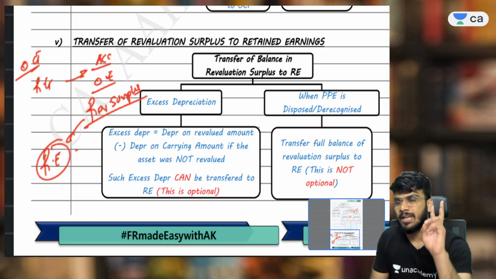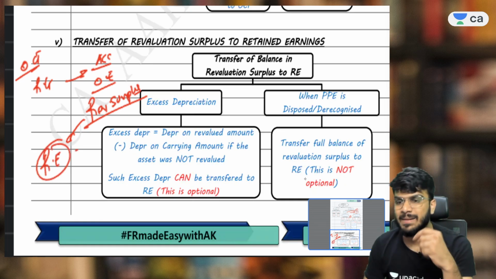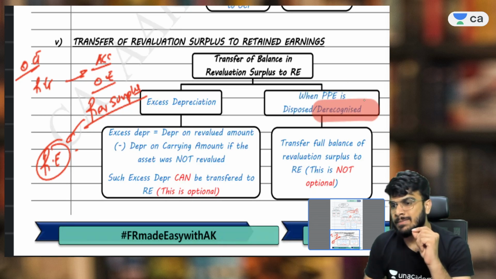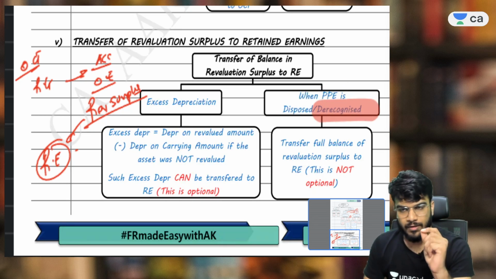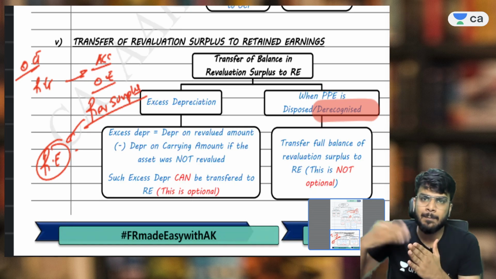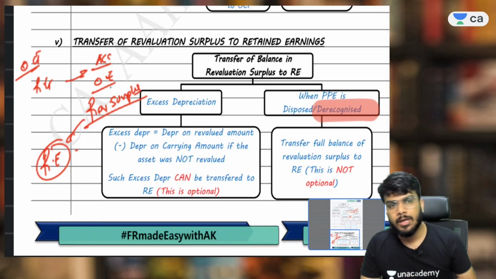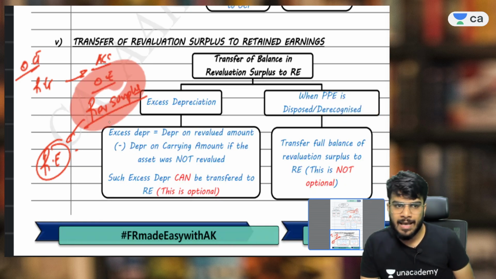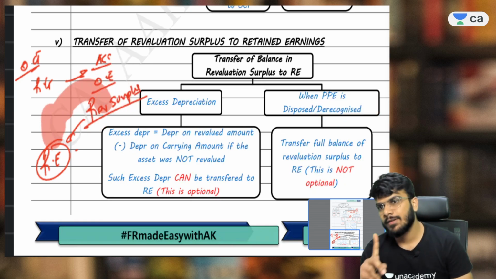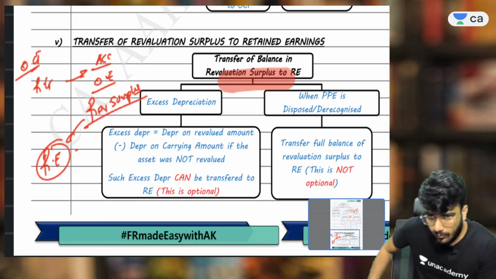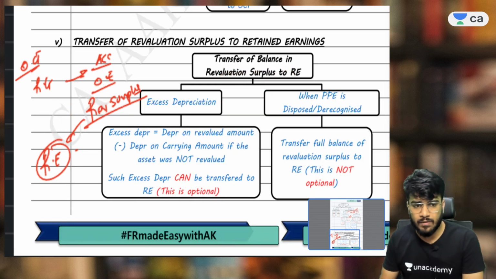So there are two scenarios here. First is a compulsory scenario. That means when the PPE is disposed or derecognized, that means when you sell the PPE or when the life of the PPE is over, at that point of time, the full balance of surplus has to be transferred to retained earnings. First thing. Second thing, the second scenario can be excess depreciation. What is the meaning of this point?